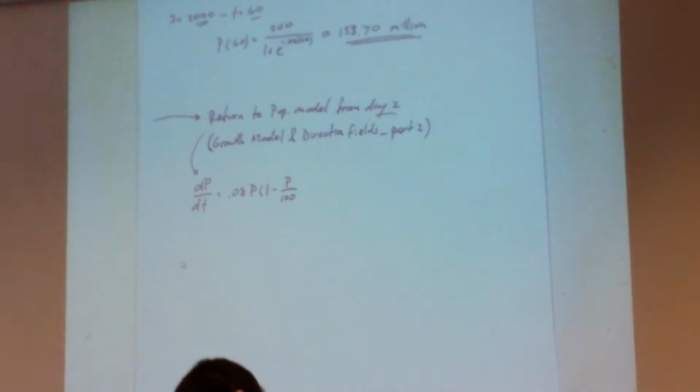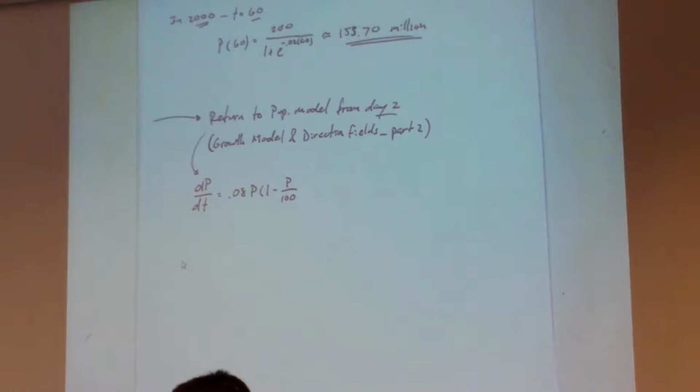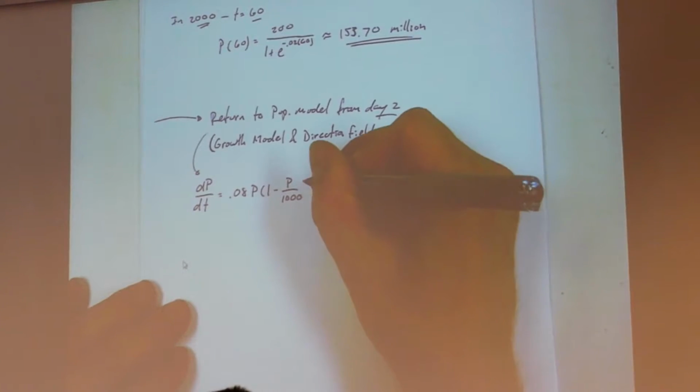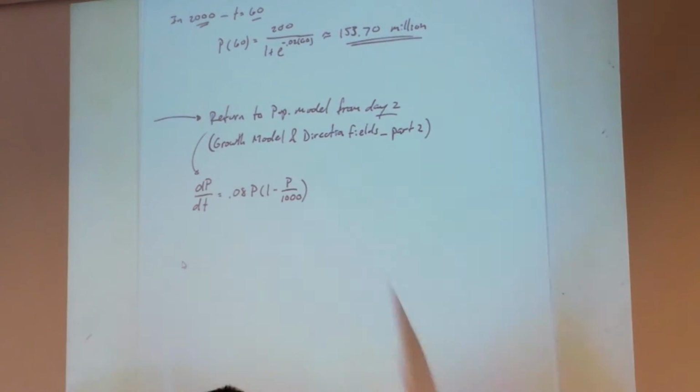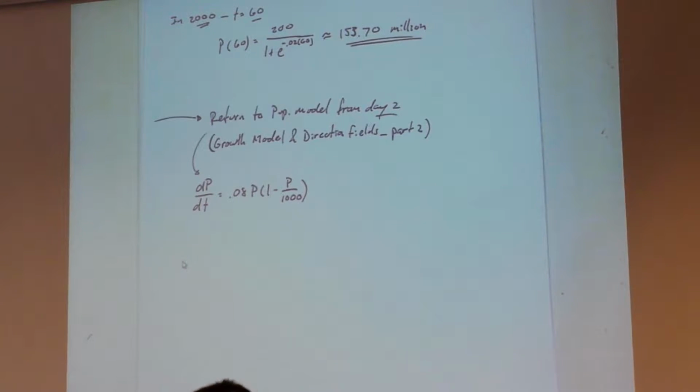Was that 100 or 1,000? 1,000. So this is one form. This is one form of the logistic model.